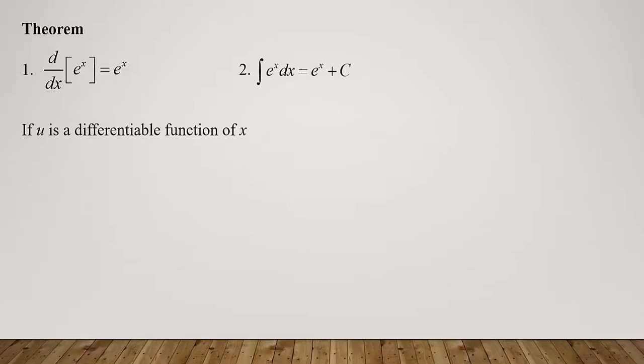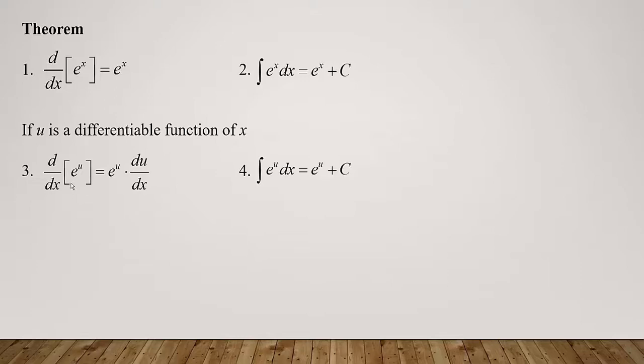Now let's look at this. This is the continuation of the theorem. If u is a differentiable function of x, so part 3 here, it's like the chain rule. When you take d/dx of e to the u, the derivative is e to the u times du/dx.